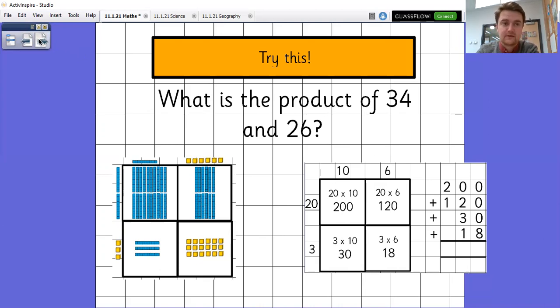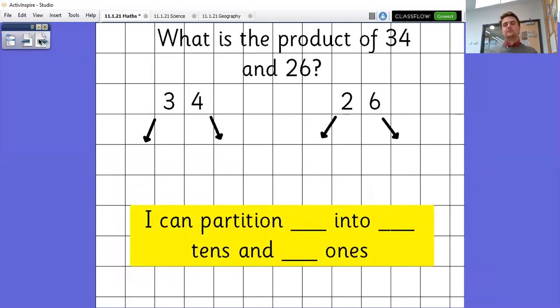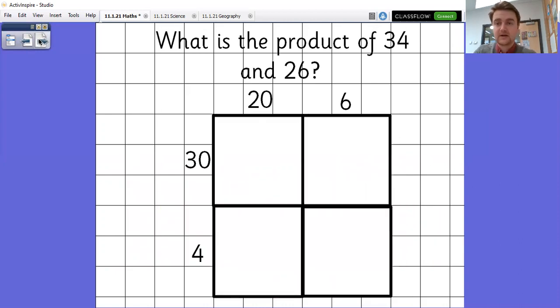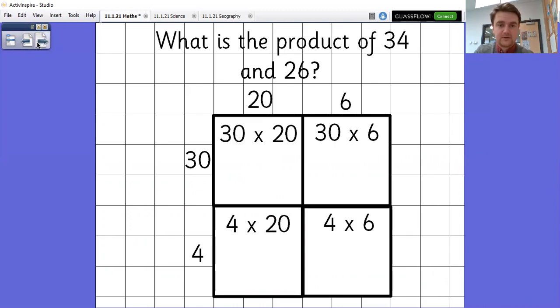Okay, so let's have a look through and see how you got on. So first of all, I can partition these two numbers. I can partition 34 into 3 10s and 4 1s. I can partition 26 into 2 10s and 6 1s, which looks like this. It's always useful to actually have that written down so that you can see it. I'm going to draw my grid out, and I'm going to place 34 down the side and 26 along the top. And then I can put in my sums.